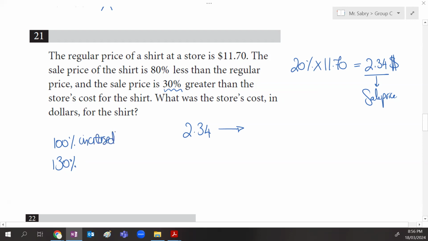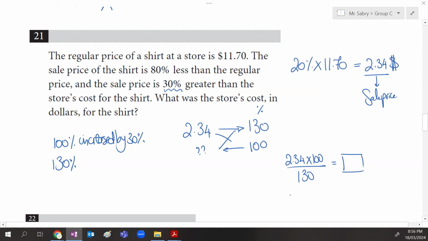Okay, so this means if the 2.34 themselves are 30% greater, يعني the 2.34 themselves are equivalent to 130%. I need to know the cost, يعني the price before the 30%. يعني I need to know the 100% is equivalent to how much. I'll cross multiply: 2.34 multiplied by 100 and then divided by 130. Does this make sense or not? This part is a bit confusing, so please ask if you feel no, this is not very clear.